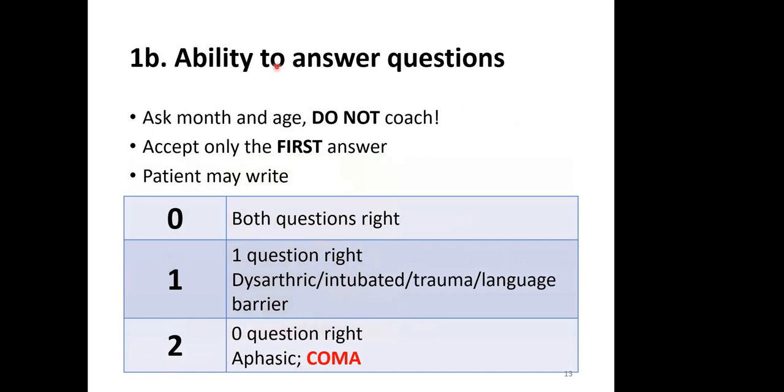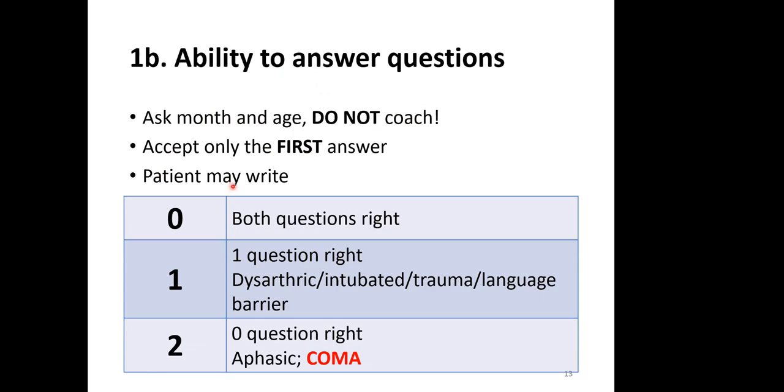So 1B, ability to answer questions. There are two things that you will ask a patient. Number one is what month it is now, and number two, the patient's age. Do not coach the patient. Say the patient doesn't know what month it is, and you try to hint. For example, if now is December and Christmas was just yesterday, then you say, hey, yesterday you celebrated Christmas, so now what month is this? Do not do that. Do not coach. Accept only the first answer. If the patient's first answer is wrong, it means wrong.